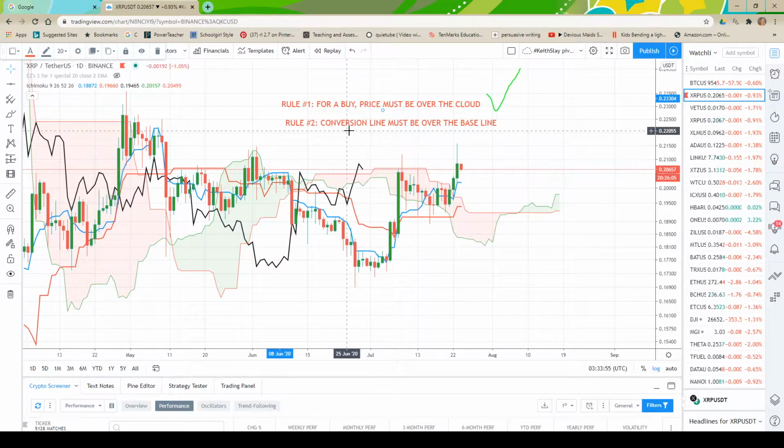Better, I'll agree. So, our baseline is in red. Our conversion line is in blue. Did the blue line cross the red and stay on top? Absolutely it did. The blue line is over the red line. Okay? Conversion line must be over the baseline. We have that. Check. Next rule.